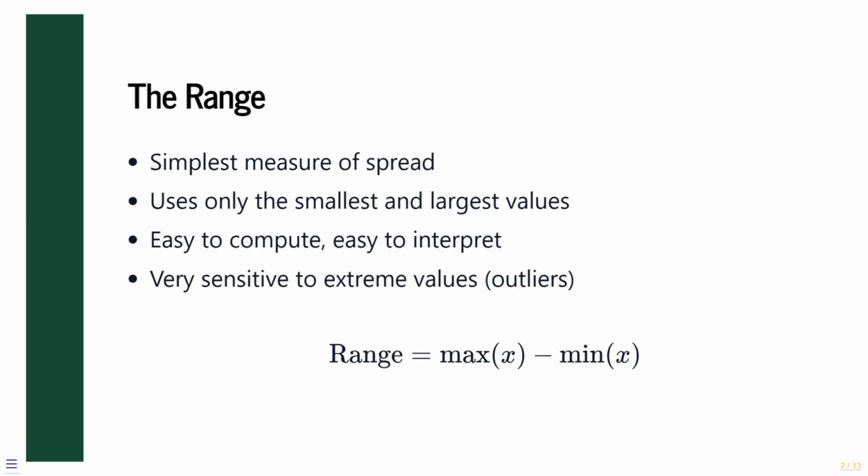The range measures total spread using only two values. It is defined as the difference between the largest and smallest observations. This measure is very easy to compute and understand.